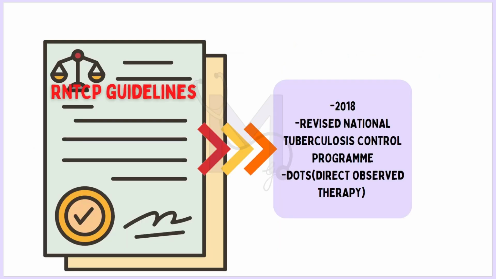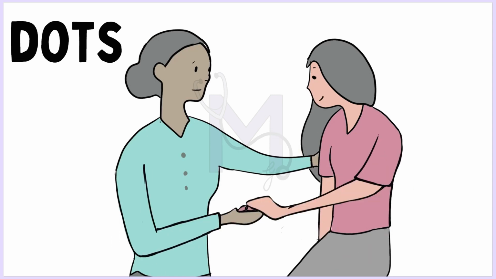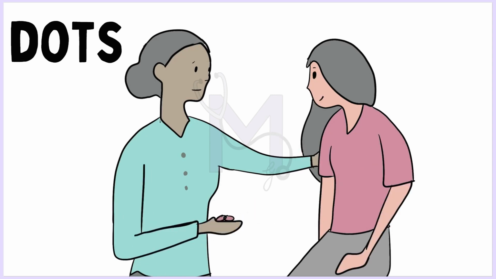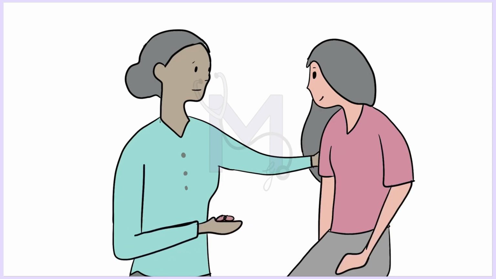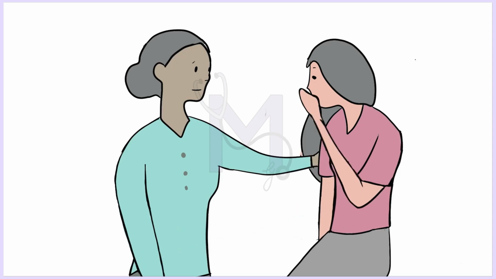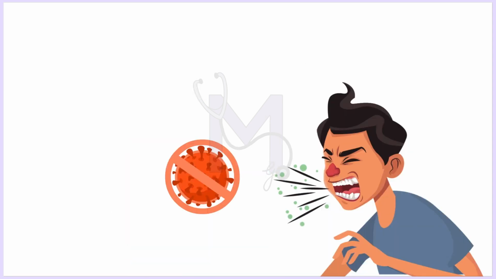In 2018, the revised National Tuberculosis Control Program, the RNTCP guidelines were launched, in which they adopted the DOTS strategy. What is DOTS, you ask? Well, it stands for Directly Observed Therapy. It means that a trained healthcare worker or family member provides the prescribed drugs to the infected and watches the patient swallow each dose. This was done to ensure that there would be no overall spread of tuberculosis across the community.